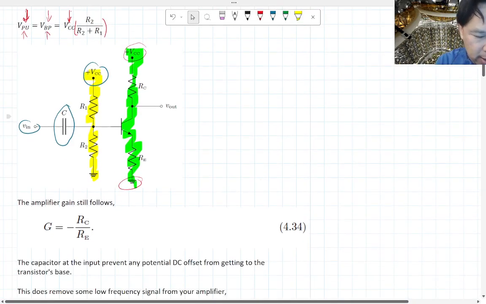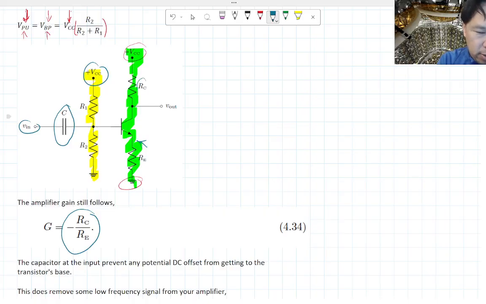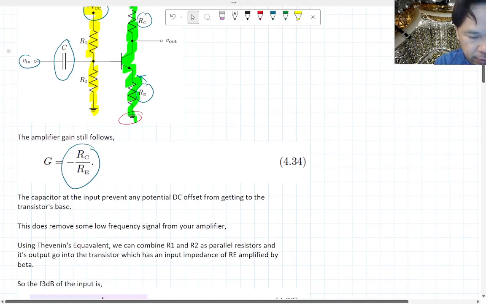Okay. The gain of the amplifier does not change because the green part did not change at all. We still have the gain being the ratio between the collector resistor divided by the emitter resistor, and this is always going to be an inverting amplifier. Therefore, the signal will get flipped upside down. Okay.